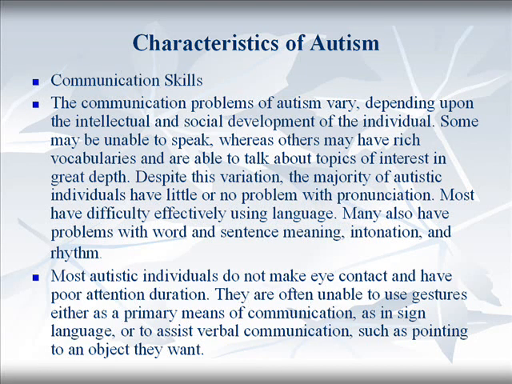Most autistic individuals do not make eye contact and have poor attention duration. They are often unable to use gestures either as a primary means of communication, as in sign language, or to assist verbal communication, such as pointing to an object they want.